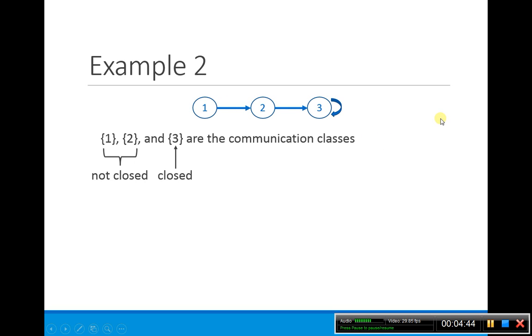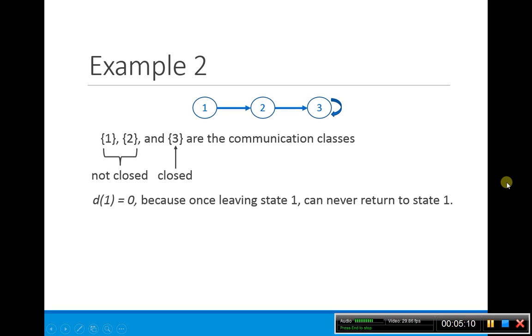So also some of the other terminology that we've looked at. If I'm in 1, if I'm in this communication class, I can get to something outside of it. If I'm in 2, I can get to something outside of it. But if I'm in 3, the only thing I can do is come back to 3. So 3 is closed, 1 and 2 are not.